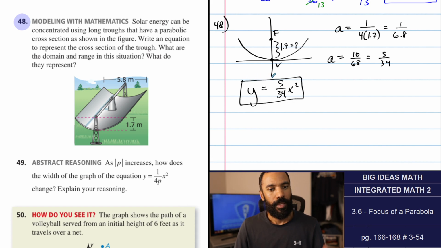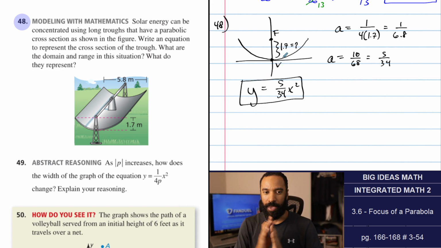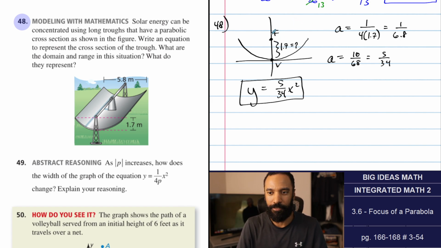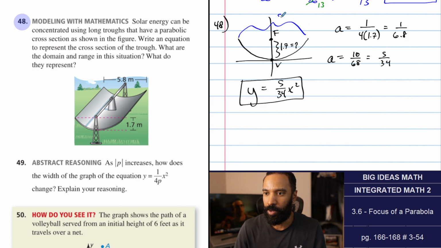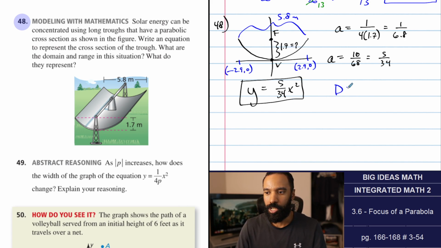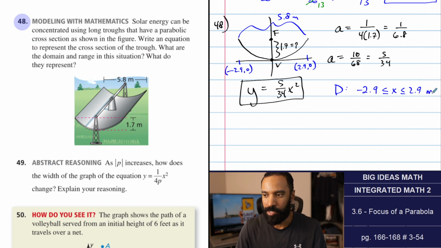So there's the equation. They do say, after that, what are the domain and range in this situation? Now, based on this graph here, we also notice that this width is 5.8 meters. So from here to here, we're getting 5.8, which means half of 5.8 is 2.9. So this is 2.9 comma 0, and this is negative 2.9 comma 0. So your domain goes from negative 2.9 on x to positive 2.9. And that is in meters.